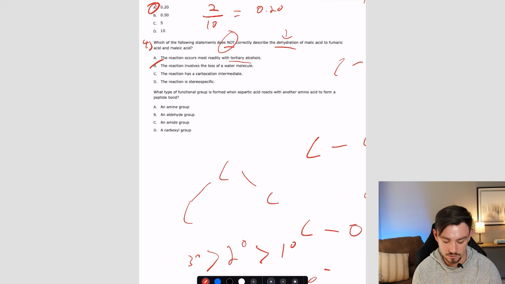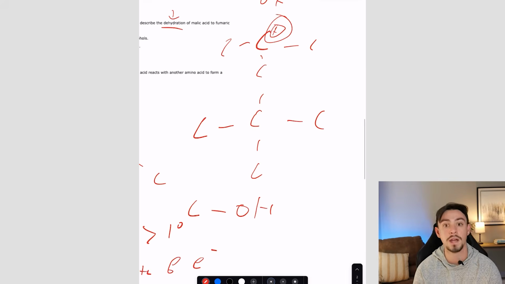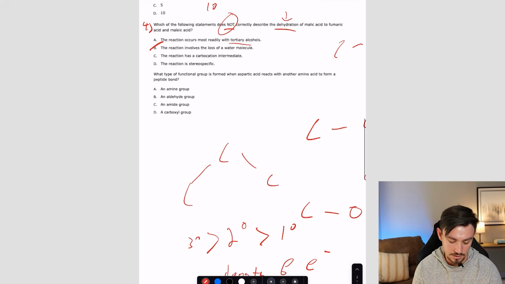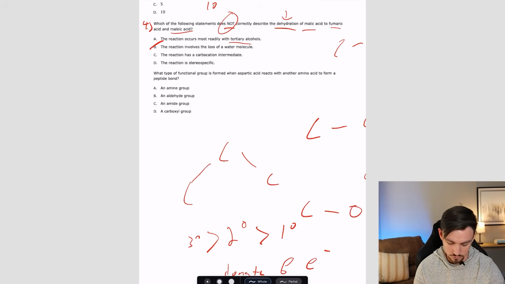C says the reaction has a carbocation intermediate. We just kind of went through that. That's just the way that alcohols dehydrate. So maybe not C. And then D says the reaction is stereospecific. So they actually kind of give this one away in the question stem. If something's going to dehydrate into 2 different isomers, fumaric acid and maleic acid, it's not going to be stereospecific, right? Just by nature. So the correct answer here would be answer choice D.